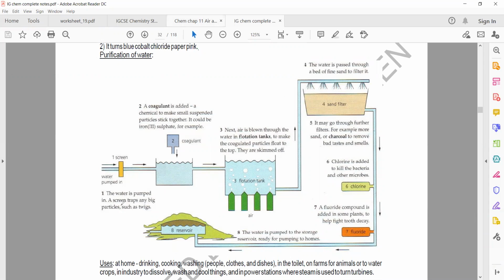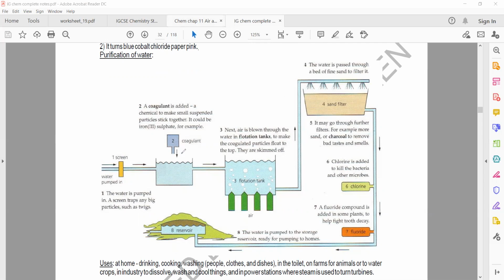So water is pumped in and a screen traps any big particles such as twigs and some stems. So the main function is to remove the large particles passing through the screen. Then the second process is coagulation or coagulant. What happens?